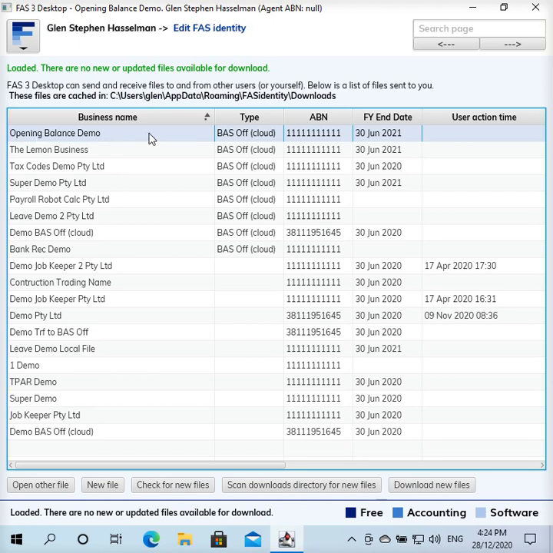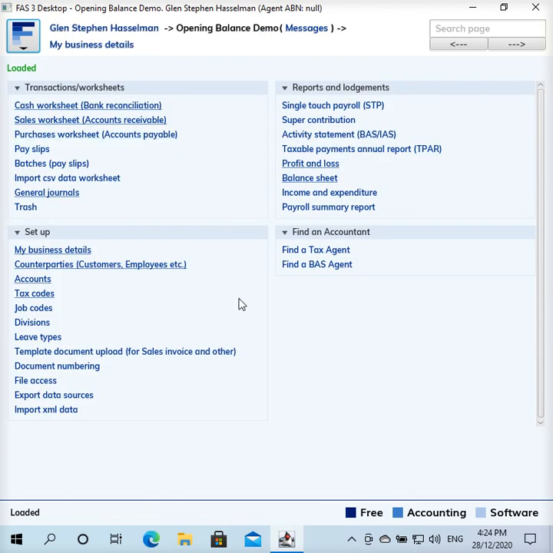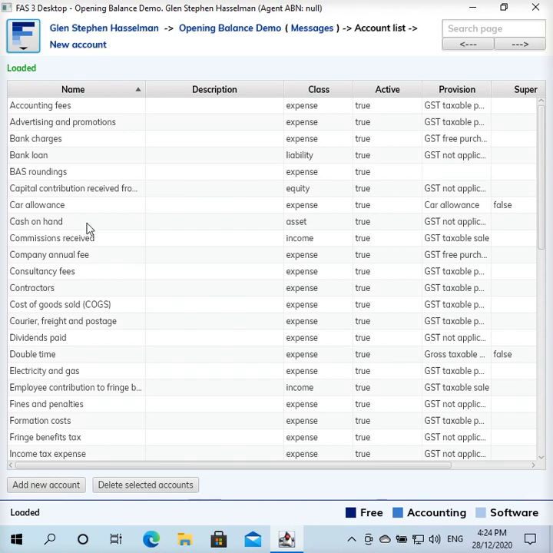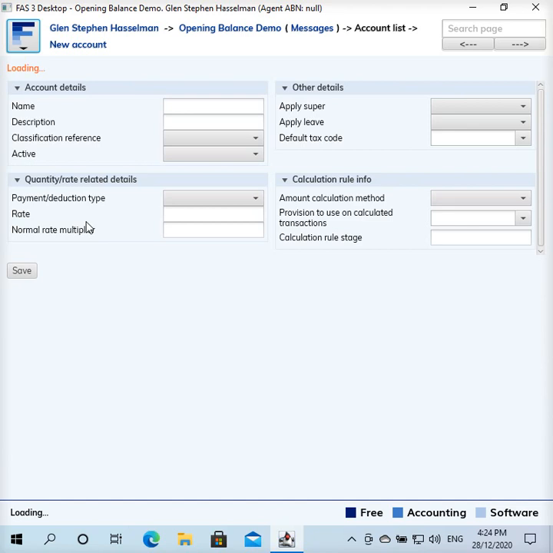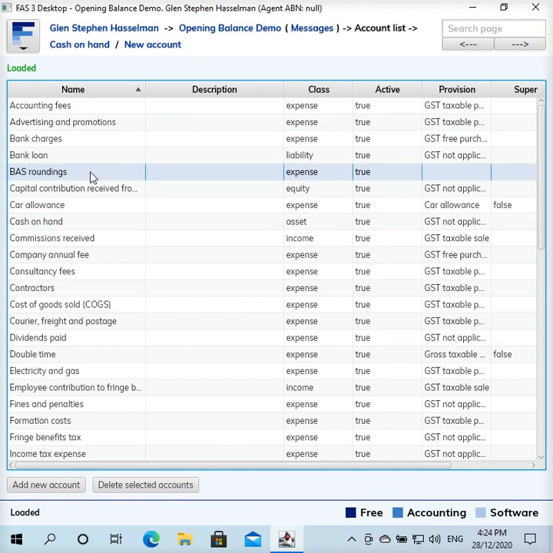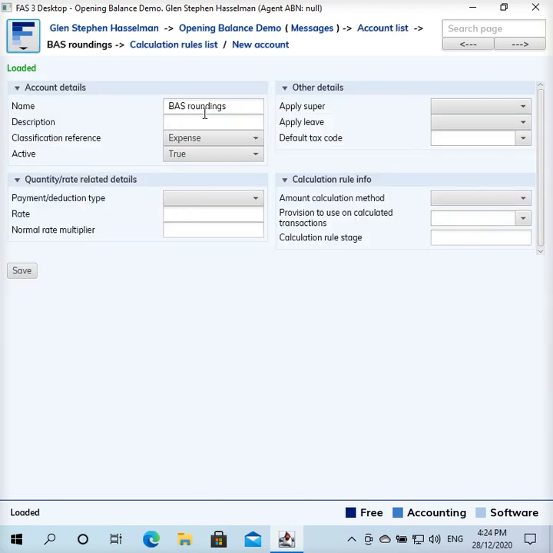Okay, I've set up this organization for the purpose of this demo, and I'll just point out a few things that I've set up here. This is the standard chart of accounts. I've set up an account, cash on hand, which is just a regular asset account. That's not actually in the default chart of accounts. And I've also set up this one, BAS roundings. This is actually not in the default chart of accounts, and I probably should add it. So if you watch this video at a later date, just check that it's not already been set up.